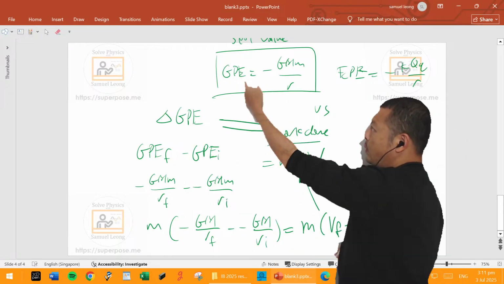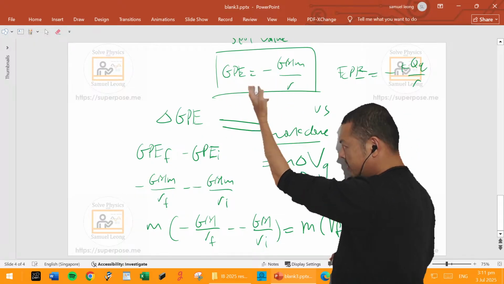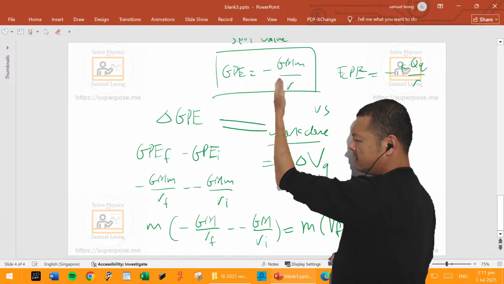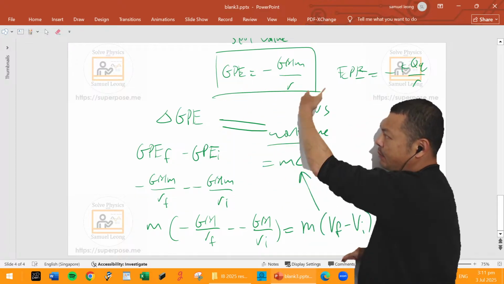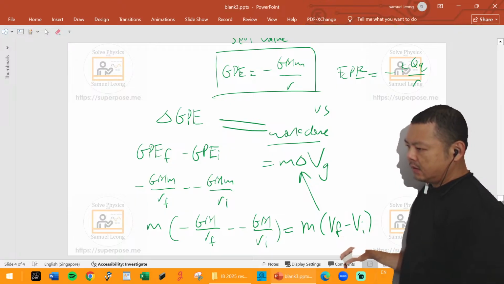But if you're asking me when do you use this equation? This equation is quite useless on its own because it only helps you find the potential at that very point. It doesn't help you find the change in GPE.